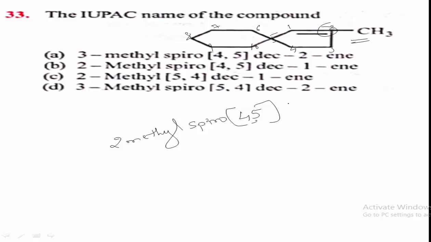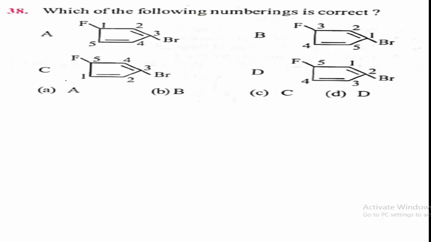Therefore dec and 1 ene. Why did I write 1 ene? The 1st carbon atom has a double bond. Therefore the correct answer for this question is which one? Option B. Option B is the right answer.